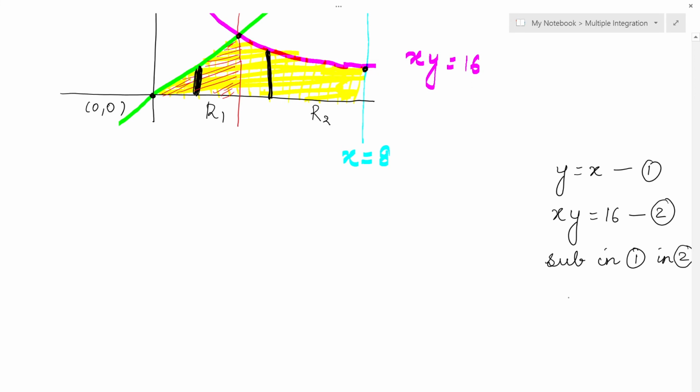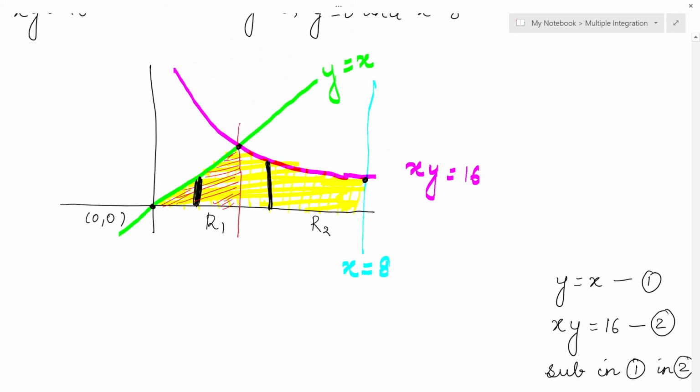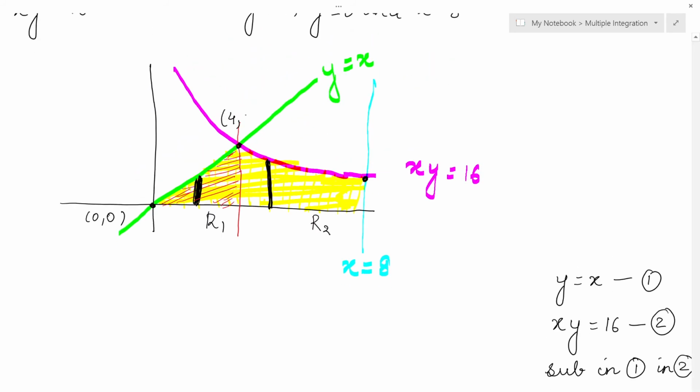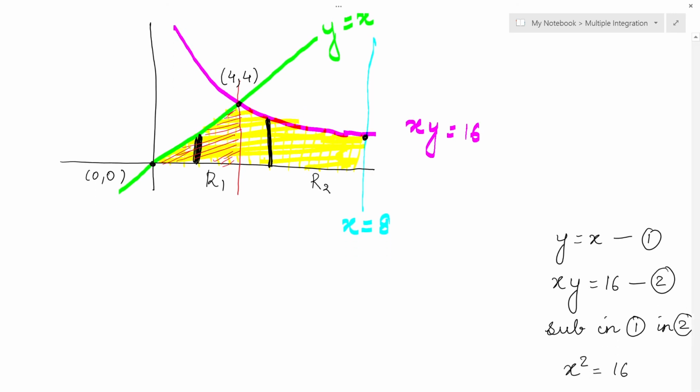So y is equal to x, the points will be x square is equal to 16. So x is plus minus 4. But since it is in first quadrant, the x value will be 4 and y value will be 4. So the point of intersection that I get here is 4, 4. So I've got that point. Now this point is what? The pink curve xy is equal to 16 and the blue curve x is equal to 8. So if I substitute, I get the point 8, 2, right? So now this point is 8, 2. So I have got the point of intersections as well.